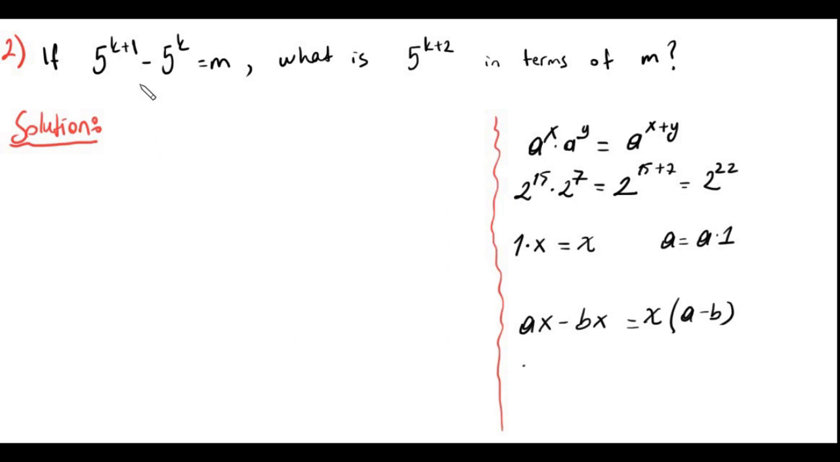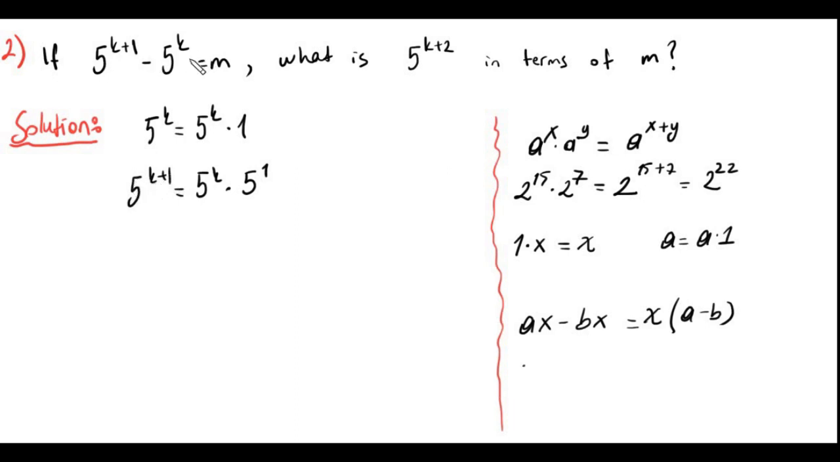Okay, so let's solve this example. As you see, we have 5 to the power of k plus 1 minus 5 to the power of k, and I can write 5 to the power of k as 5 to the power of k times 1, because when you multiply a number by 1, the result does not change. And I can write 5 to the power of k plus 1 as 5 to the power of k times 5 to the power of 1, because as you see, we have the same base, 5 and 5. When we multiply, we just add the powers. So k plus 1, as you see, we got 5 to the power of k plus 1.